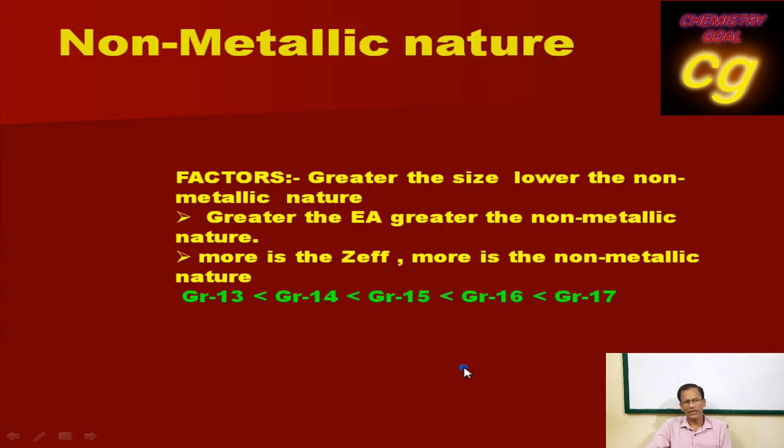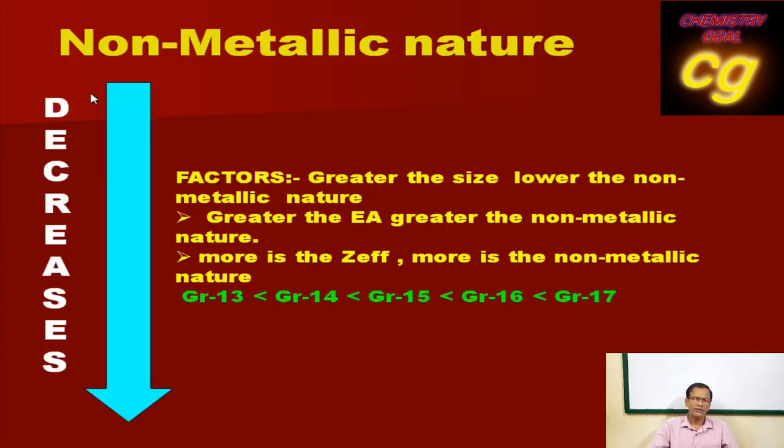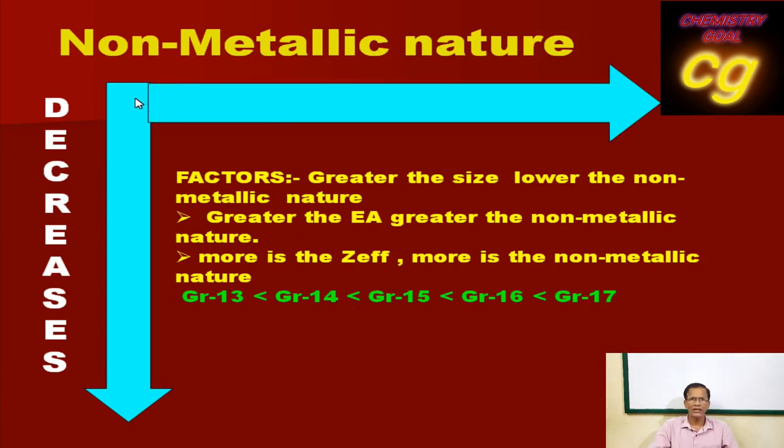Then about the non-metallic character, just the opposite. Non-metallic character decreases from top to bottom as size increases. From left to right, the non-metallic character increases. That's why almost all non-metals are on the right side: because they are smaller in size, non-metallic character is more.